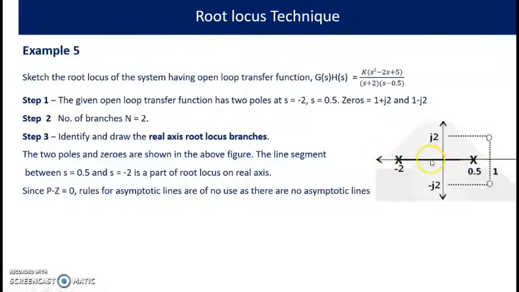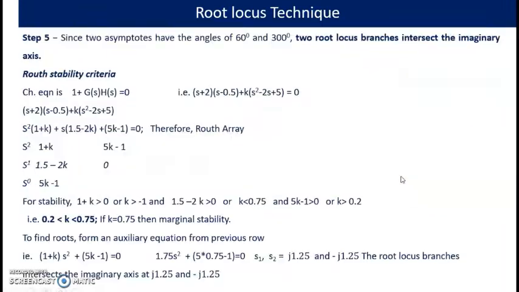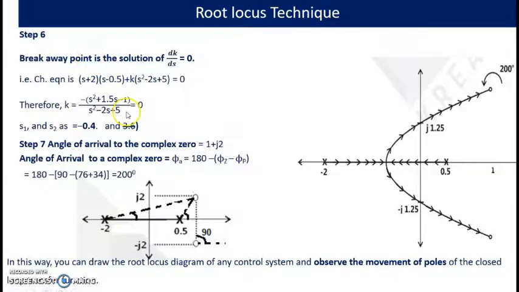So finally they will meet at one particular point. That is the breakaway point where the multiple pole exists. It is in between 0.5 and minus 2. Therefore, 3.6 is not the breakaway point. So minus 0.4 is the breakaway point.